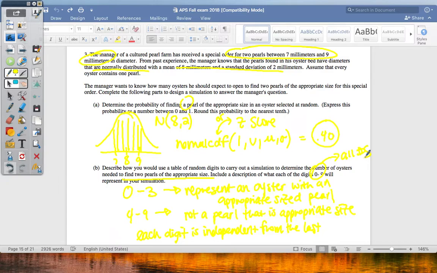And then in this instance it said 2 pearls. So I'm going to, and then you have to say this, keep drawing oysters until 2 are found that have pearls of appropriate size. Again, I would include a little bit more, but this is a good thought here.